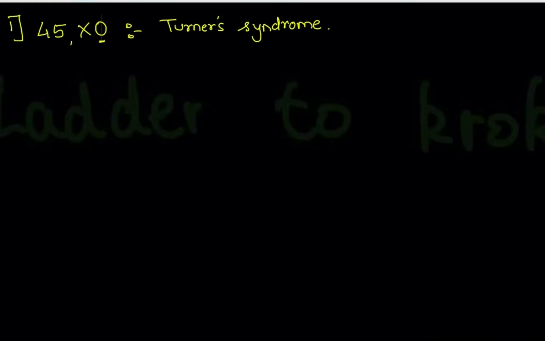Starting with the first chromosomal abnormality, that is 45XO. It is not the letter O, it is actually 0, but we call it XO. Now this chromosomal abnormality's name is Turner's syndrome. What is the name? Turner syndrome. This Turner syndrome is also called monosomy of X chromosome. It is also given the name monosomy of X chromosome. Monosomy means one.